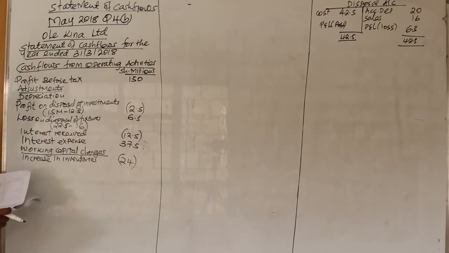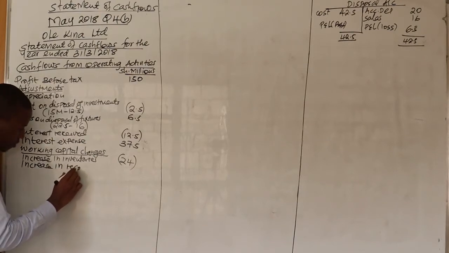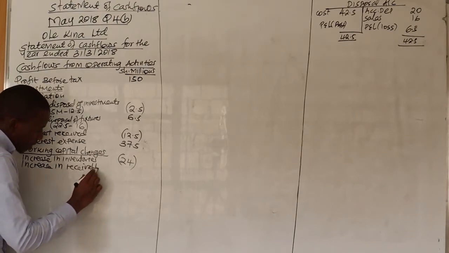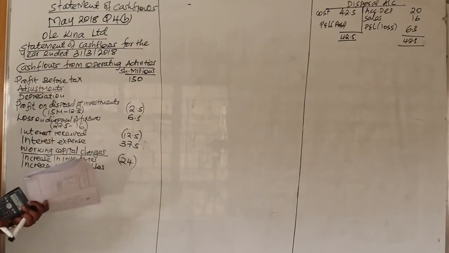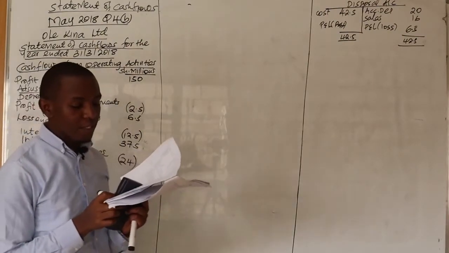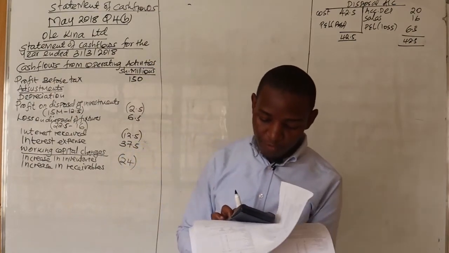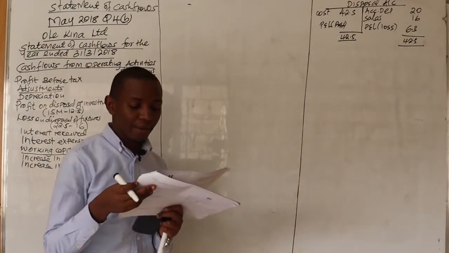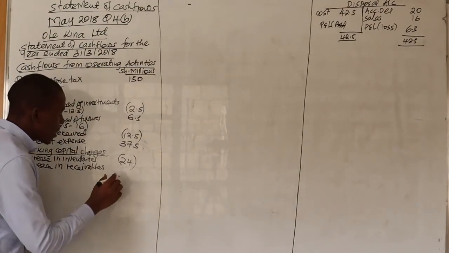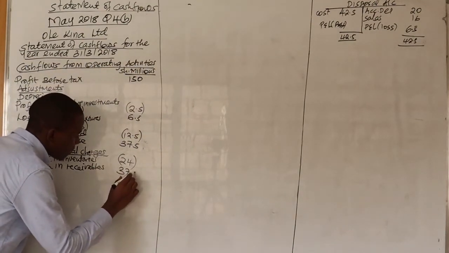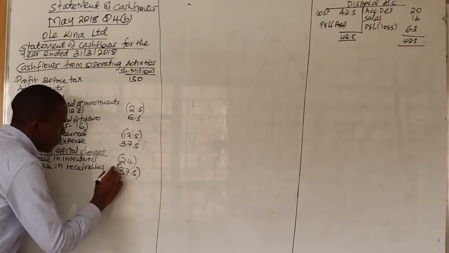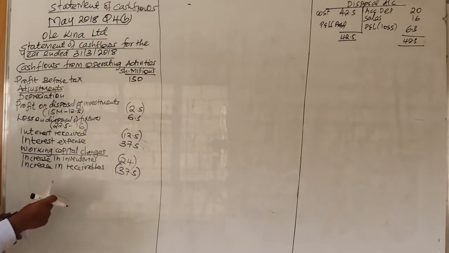The same case to the receivables is also an increase. Increase in receivables. So receivables is increasing from 157.5 to 195, which is an increase of 37.5, and therefore an increase in that case you less.